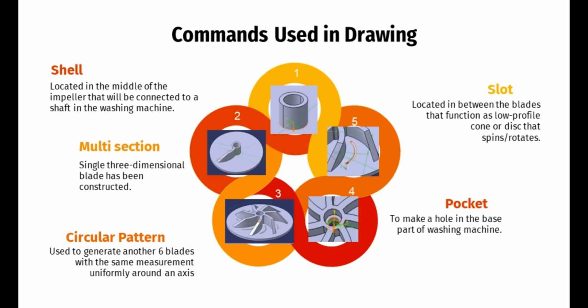And lastly, slot. The thickness of the slot is 2mm. The slot is located in between the blades that function as a low profile cone or disc that spins or rotates to rub close against each other to get them clean.